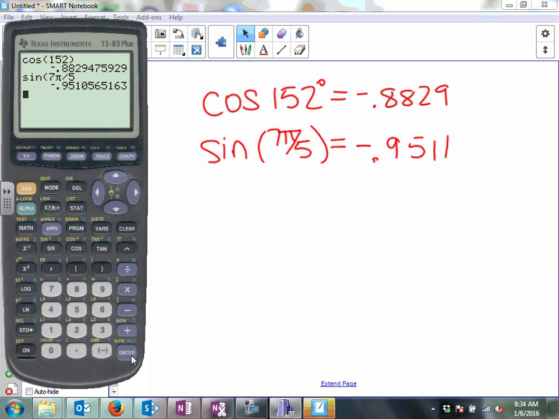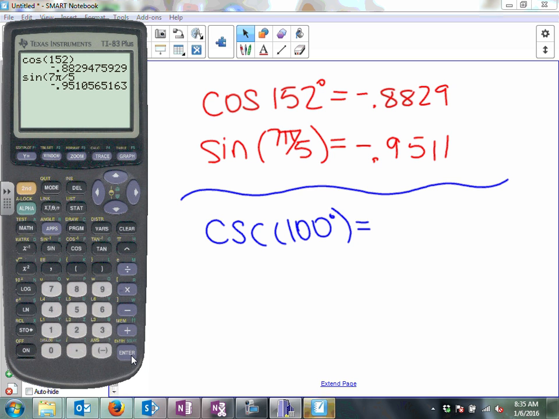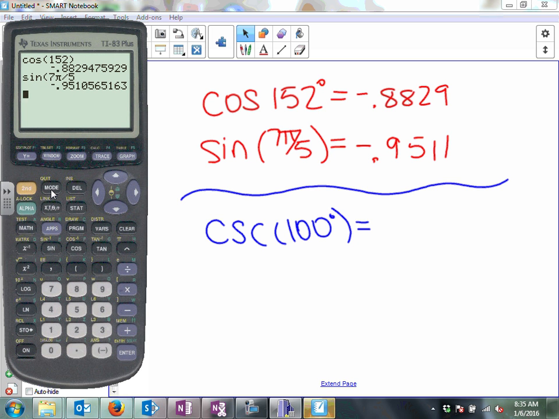Now, here's what we need to remember. Sine, cosine, and tangent, those are the easy ones because you have a button. What about if I asked you for the cosecant of 100 degrees? First of all, let's change our mode so we don't forget that. We don't have a cosecant button. So how are we supposed to evaluate the cosecant?